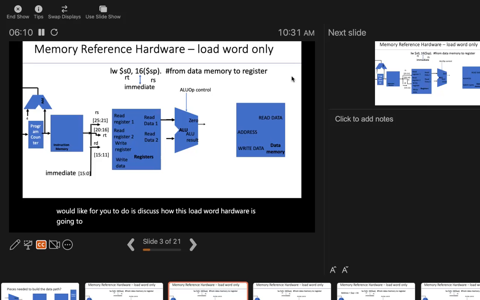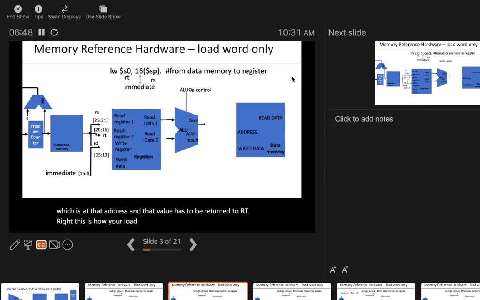Now remember, this is how the load word actually works. In this case, we are doing load word $S0, 16($SP). This is what the hardware has to do. Hardware has to use the ALU to compute the address, 16 plus $SP. Now this address will be used by the data memory, which will spit out the value at that address, and that value has to be returned to RT.